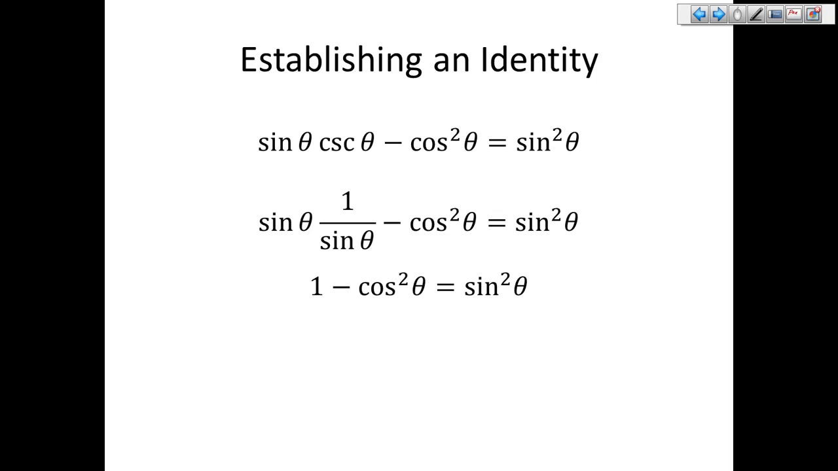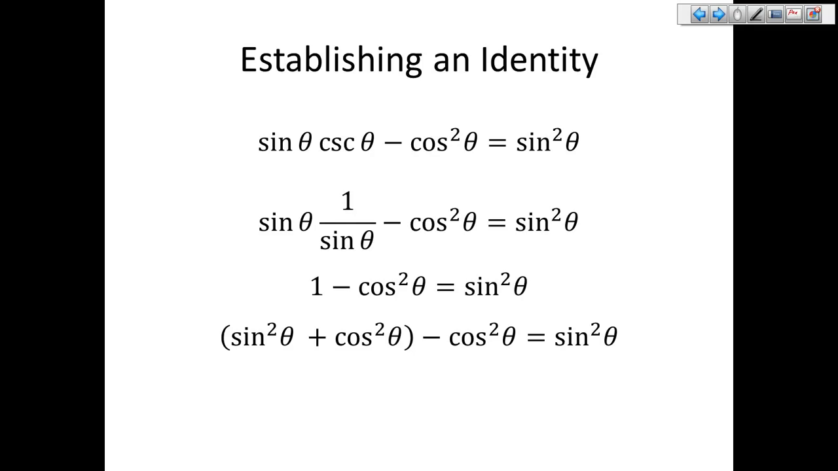Now, I multiply sine theta by 1 over sine theta, I get 1. Now, I know you're probably dying to just add that cosine squared theta over to the other side. You've got 1 equals sine squared theta plus cosine squared theta. That's true, but I'm not allowed to move things across that equal sign. So what I'm going to do instead is what I talked about earlier. I kind of hinted. I can replace that 1 with sine squared theta plus cosine squared theta.